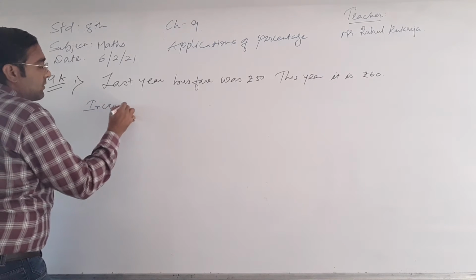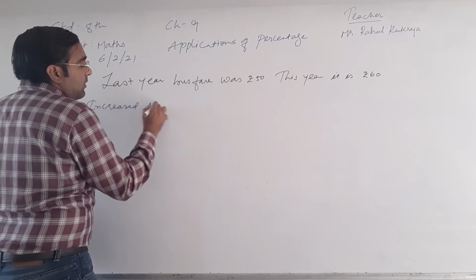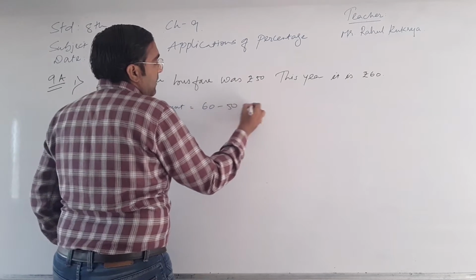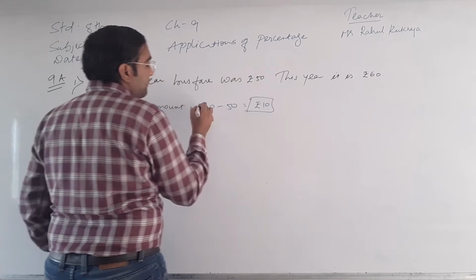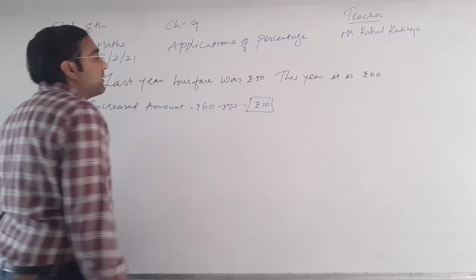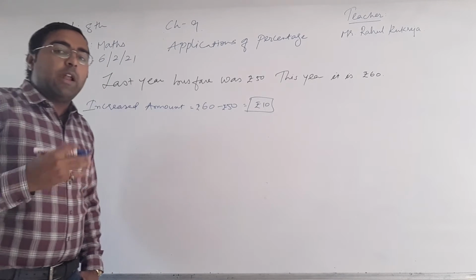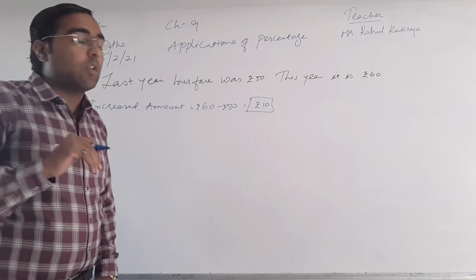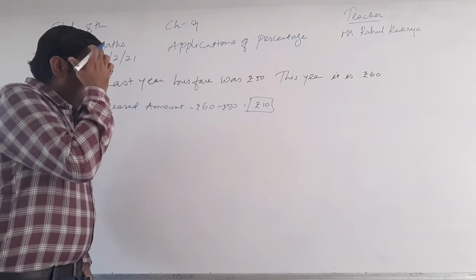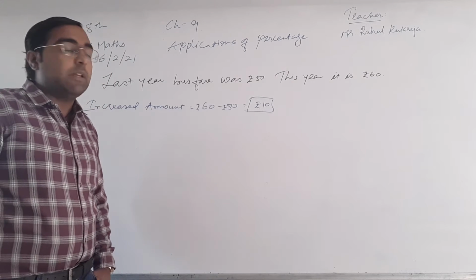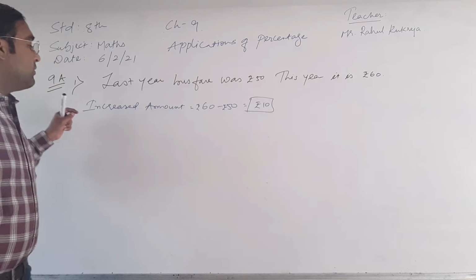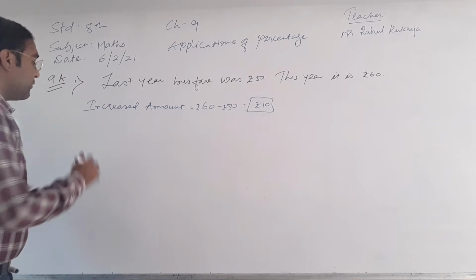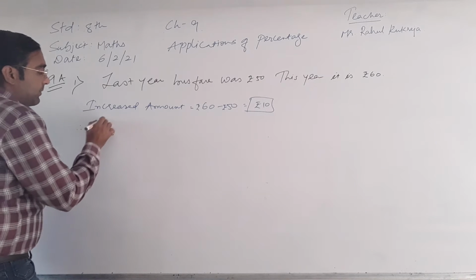So increase amount is 60 minus 50, which will be ₹10. Last year the fare was ₹50, and this year the fare is ₹60, so from last year it has increased. How much amount has increased? The increased amount is 60 minus 50, that is ₹10. Therefore, we need the increase in percentage.